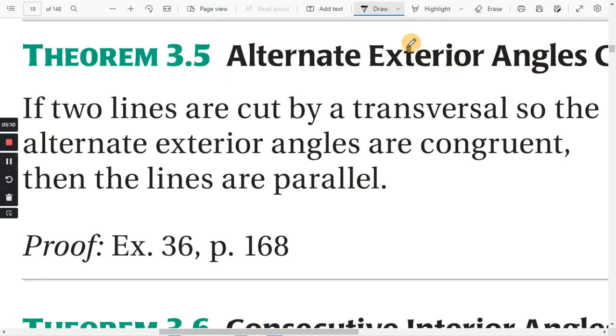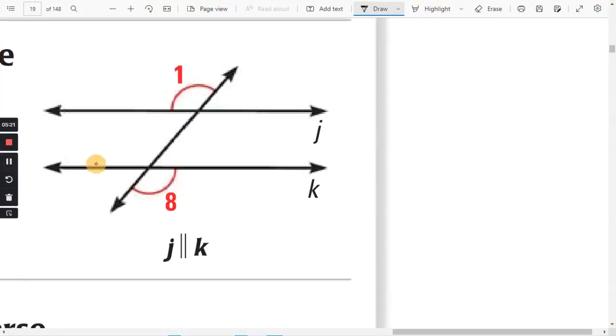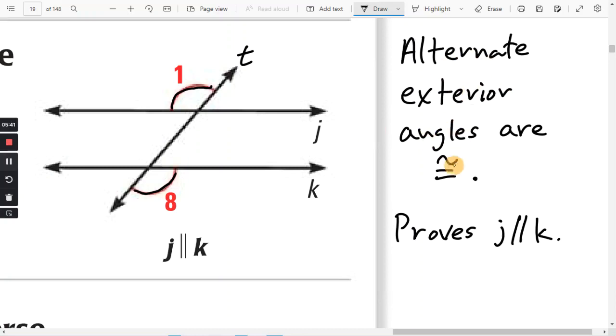And the same is true for alternate exterior angles. If the two lines are cut by a transversal and alternate exterior angles are congruent, then the lines are parallel. So in between is interior. We can see 1 is outside of the two lines and 8 is outside of the two lines. Those are exterior angles. 1 is on the left, 8 is on the right of the transversal. So they are alternate exterior angles. So when alternate exterior angles are congruent, it proves that J is parallel to K. It proves the lines are parallel.